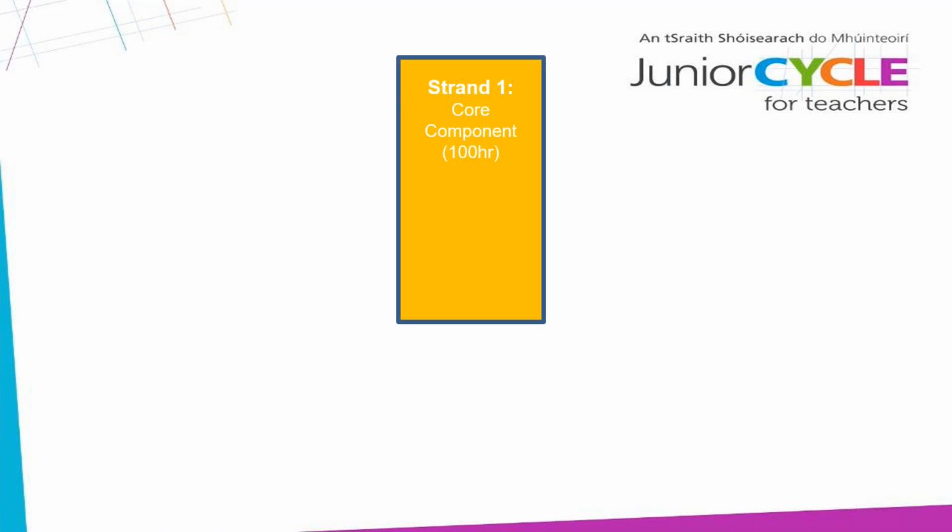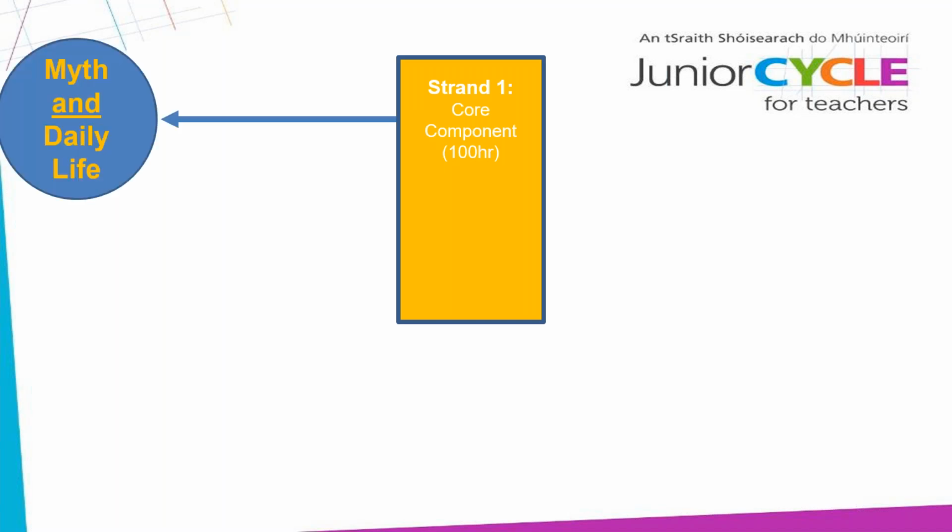So let's have a look at the structure of the course. You may be familiar with this design from the specification already. It represents the breakdown of the subject into its three strands. So strand 1, the core component, which will be taken by every student undertaking classics, and it is split into two sections, myth and daily life.